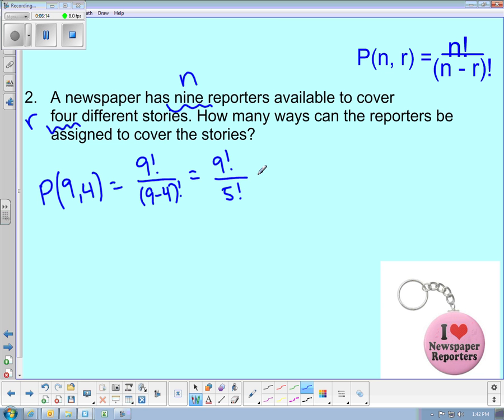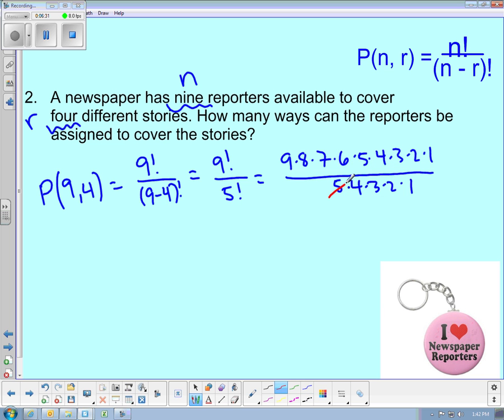That's 5 factorial. So again, what that would look like if I expanded this out is 9 times 8 times 7 times 6 times 5 times 4 times 3 times 2 times 1. In the bottom, I have 5 times 4 times 3 times 2 times 1, which again, 5 over 5 cancels out, 4 over 4 is 1, 3 over 3 is 1, 2 over 2 is 1, 1 over 1 is 1, and I'm left with just 9 times 8 times 7 times 6. When I multiply those all together, I get 3,024 ways.